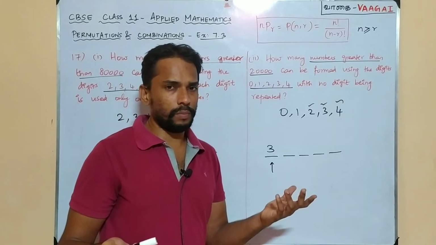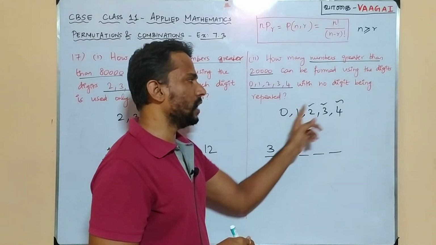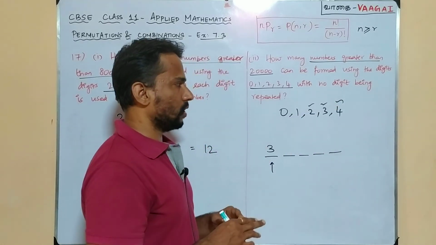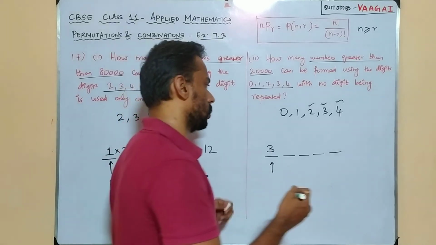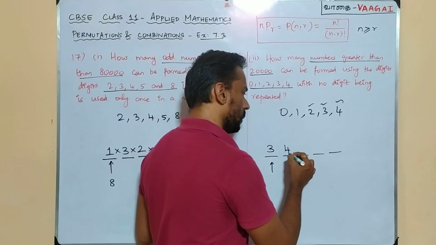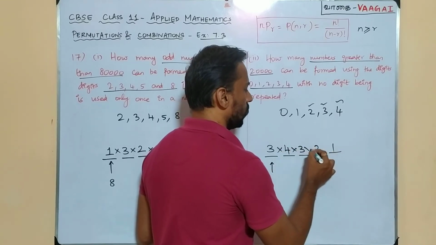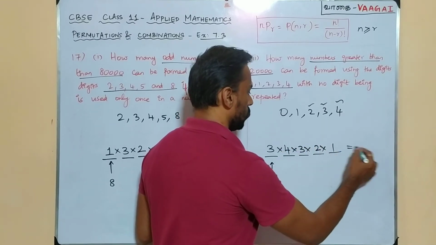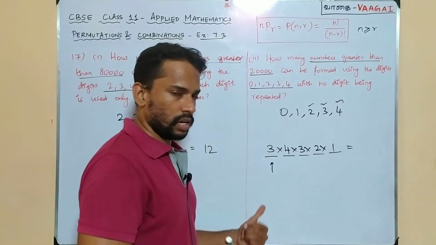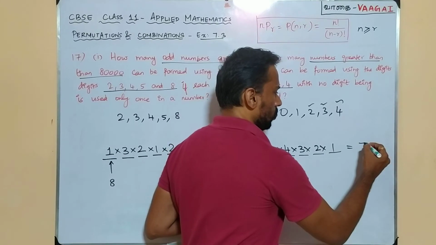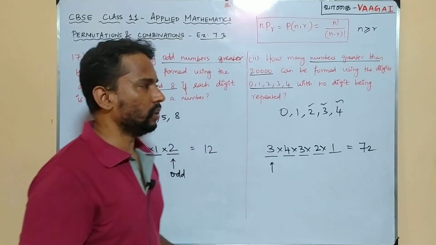Now how many more remaining digits are there? One digit is already placed. There are 3 ways, but any one of them would have been filled here. So there are 4 more digits remaining, and hereafter there is no restriction at all. So this digit can be filled in 4 ways, this one 3 ways, 2 ways and 1 way. Overall our answer will be 3 into 4 into 3 into 2 into 1. 24 3s are 72. Such an interesting question. So 72 is the answer for the second subdivision.